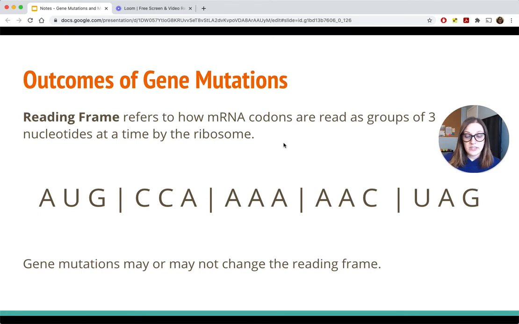Outcomes of gene mutations. Let's talk about some basic vocab. We are going to be using the terminology called reading frame. A reading frame refers to the codons on the mRNA that are read in groups of 3 letters at a time. So this reading frame has 1, 2, 3, 4, 5 codons, and each codon has 3 mRNA bases. Depending on the type of mutation, it may or may not impact the reading frame or the codons. If the reading frame does not change because of that mutation, then the impact is lessened. If the reading frame is affected by a mutation, then the impact is greater, and we'll talk about why coming up.